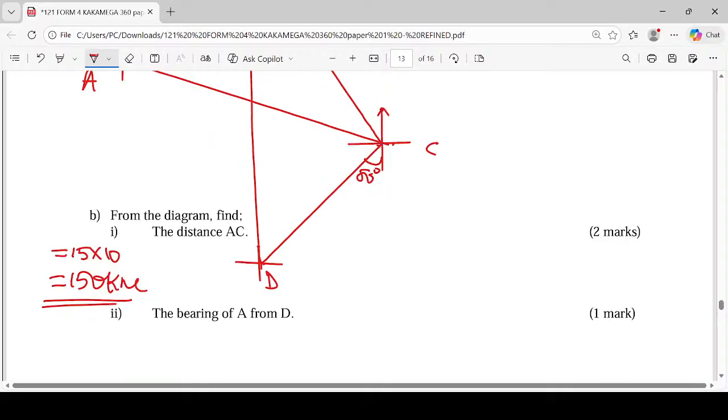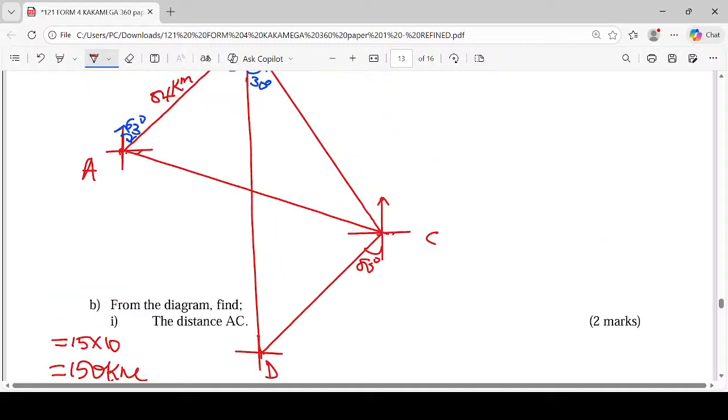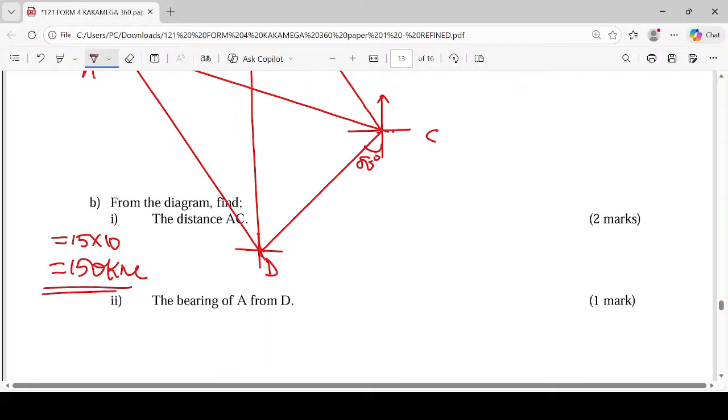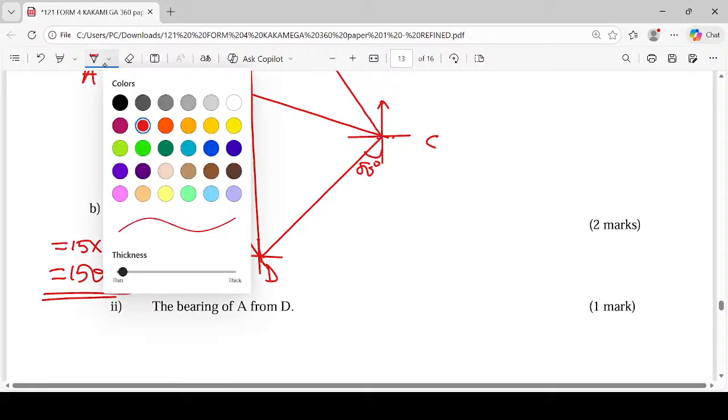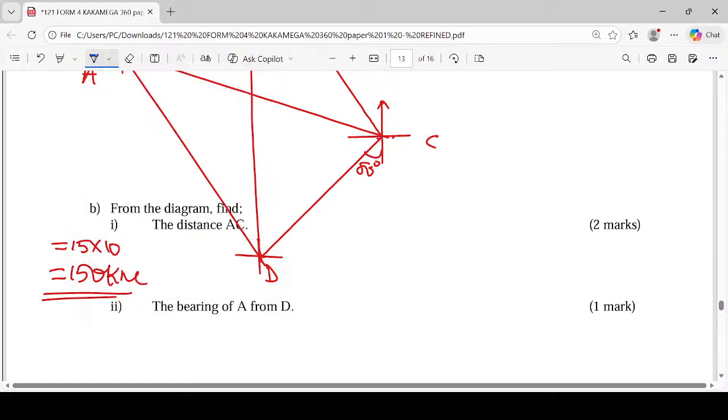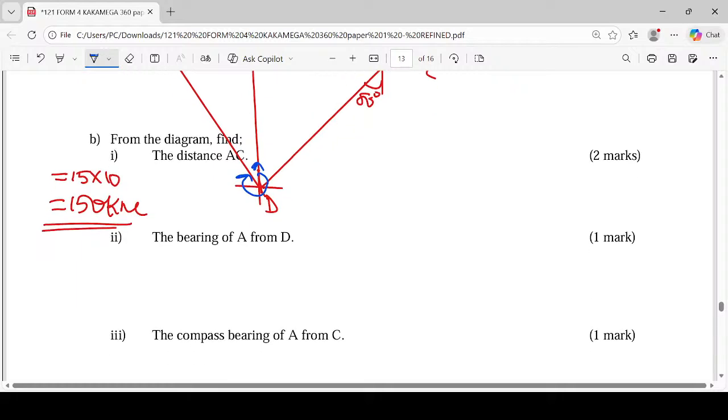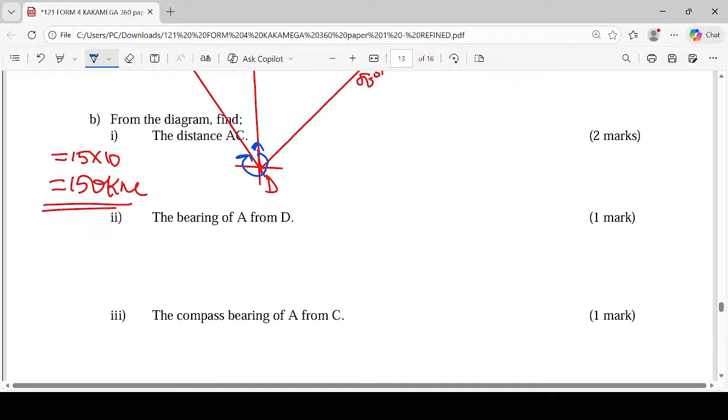Part Roman 2 of the question, the bearing of A from D. So when you're told to get the bearing of A from D, join first A to D. Let's join A to D. We are joining A to D that way. The bearing of A from D is this angle here. So you measure from the North in the clockwise direction. That angle there, you get it is 315 degrees.